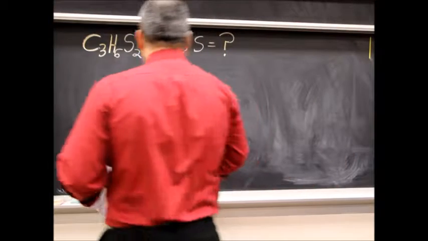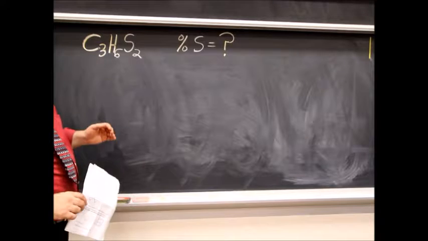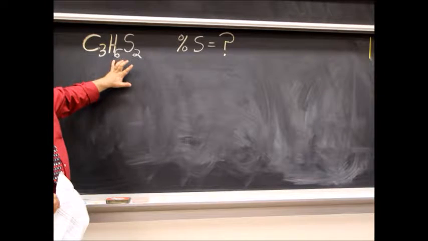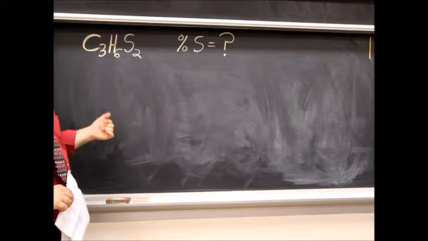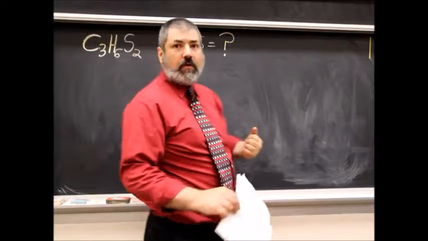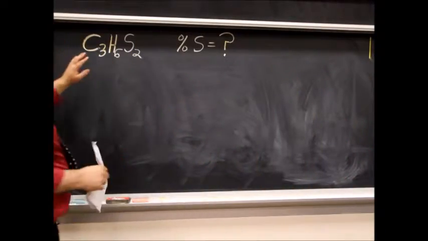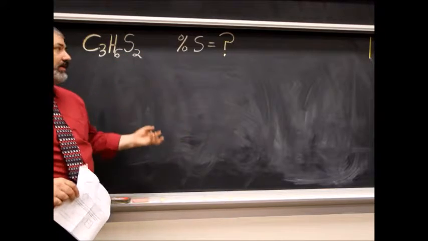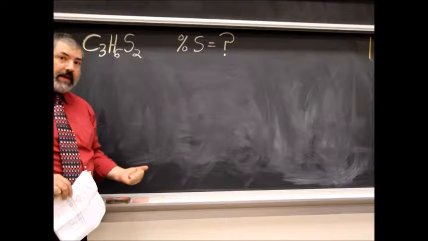Okay, problem number 3 from the quiz. There were 2 different molecules, but the procedure is identical. We have a chemical compound, C3H6S2, and the question asks, what is the mass percentage of sulfur in this compound? The percentage is going to be the mass of the sulfur divided by the total mass.